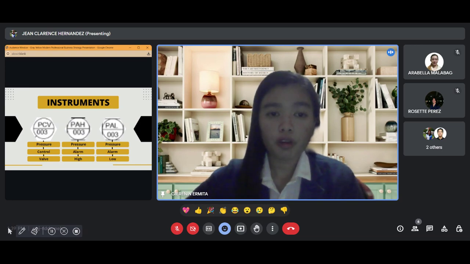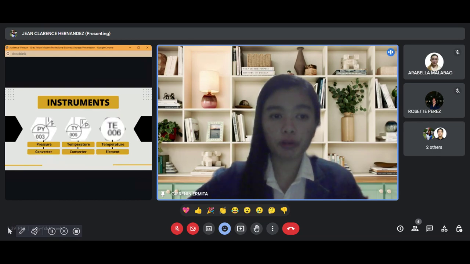So the purpose of the pressure alarm high in the glycol dehydration process is to provide an early warning of potential issues that could compromise the safety and efficiency of the system. Next is the pressure alarm low. So just like the pressure alarm high, pressure alarm low is designated to alert operators or control systems when the pressure at a specific point falls below a predetermined low pressure threshold. Next slide po.